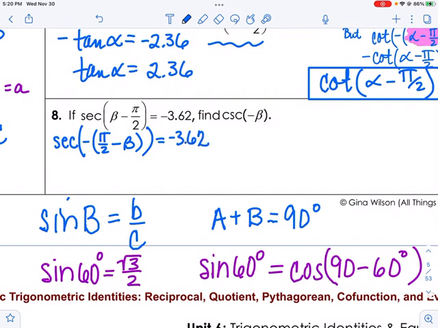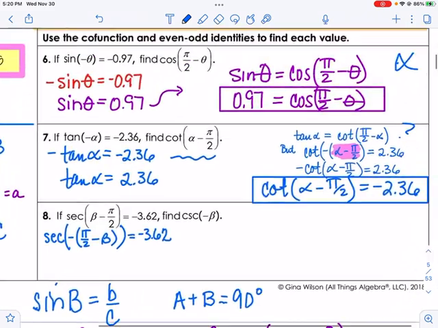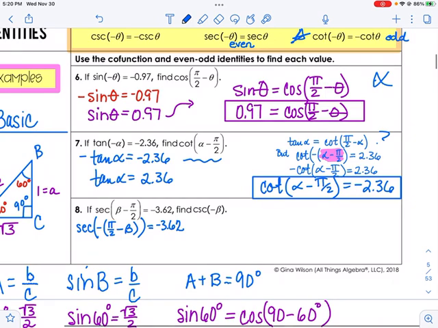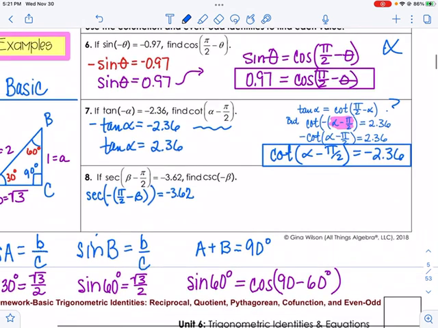Okay, now what do I know about the secant function? If we go up and look at the secant function, you can see that the secant is an even function. When we have secant of a negative angle, it's equal to the same thing as the secant of the angle. So guess what I can do? I can say, all right, secant of pi over 2 minus beta is then equal to negative 3.62.